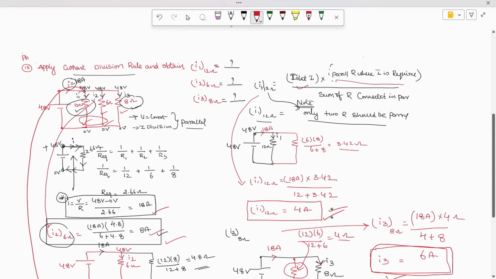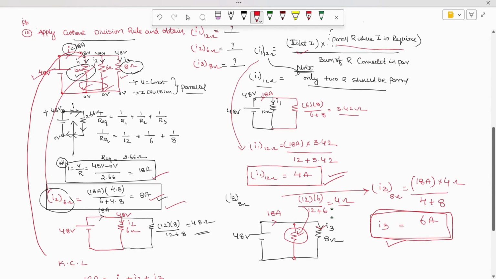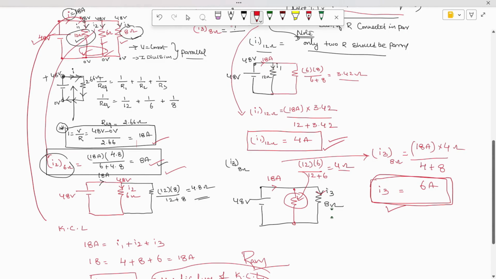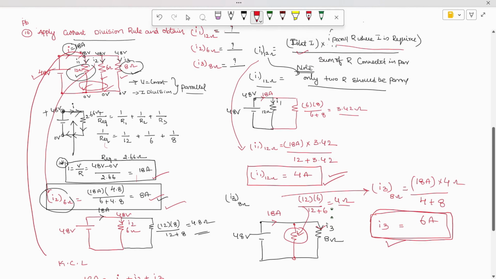First listen to the problem, write down the given question as it is and try to solve on your own. Hope you understand how I solved. First I will explain for one. First you have to reduce this network into a single branch. So 1 by R equivalent is equal to like this, find out R equivalent and find the current as 18 amperes.